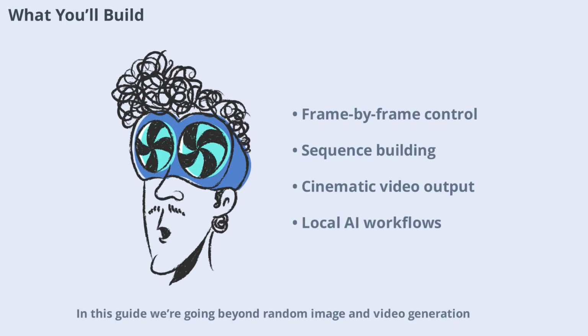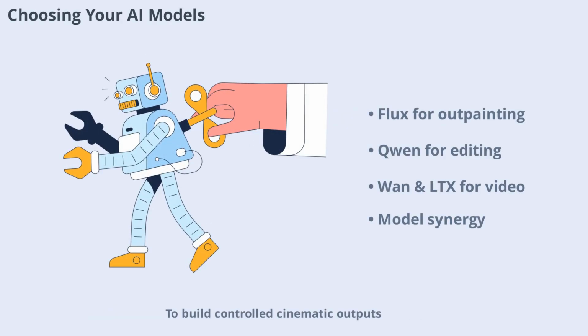In this guide, we're going beyond random image and video generation. You'll learn how to create cinematic content with precise control frame by frame, shot by shot, and sequence by sequence. By the end, you'll be able to produce a complete AI cinematic video output. We'll use ComfyUI, a powerful and flexible tool that lets you build AI-driven shots, sequences, and even full cinematic movies. Whether you're a beginner or an advanced user, you'll see how to bring your stories to life with local AI workflows.